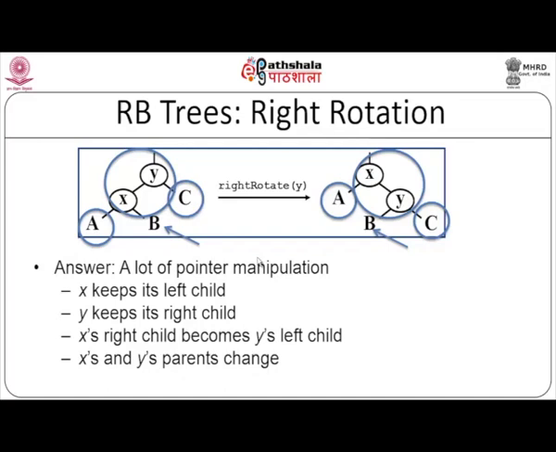And x and y's parents interchange. Previously y was the parent of x, now x is the parent of y. So, what have we done? x keeps its left child, y keeps its right child. This is for right rotate. Then x's right child becomes y's left child, that is b in this case, and x and y become inverse of each other. Of course, not exactly in the same way as you see. This we have seen before in AVL also.